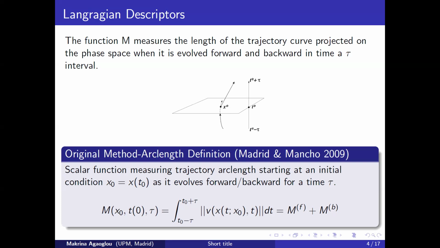Then the method of Lagrangian descriptors is based on a function M, as you can see here, that is a scalar function that we obtain by integrating forwards and backwards in time in a three-dimensional space for initial conditions. And this function has been presented in two papers, one from Madrid and Mancho in the journal Chaos in 2009, and in the paper by Mendoza and Mancho in Physical Review Letters in 2010.